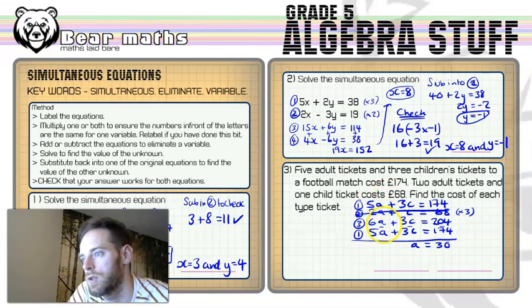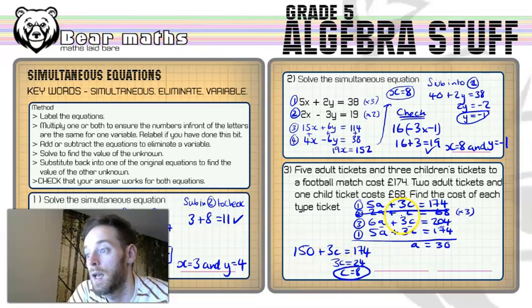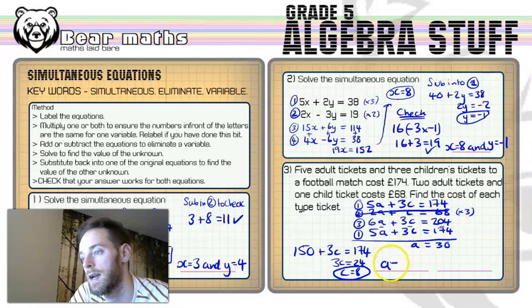Substitute it back into equation number 1. So that's going to be 5 lots of 30 is 150. So 150 plus 3 lots of C is 174. Take away the 150, leaves me with 24. 3C is 24. C would then be 8. So I think that that's right. Then I'm going to check to see what it would be in the second equation. I crossed it off, probably shouldn't have crossed it off. 2 lots of A is 60, 60 plus 8 is 68, and that works. Alright, so I've got A, adult ticket is £30, and a child's ticket equals £8.